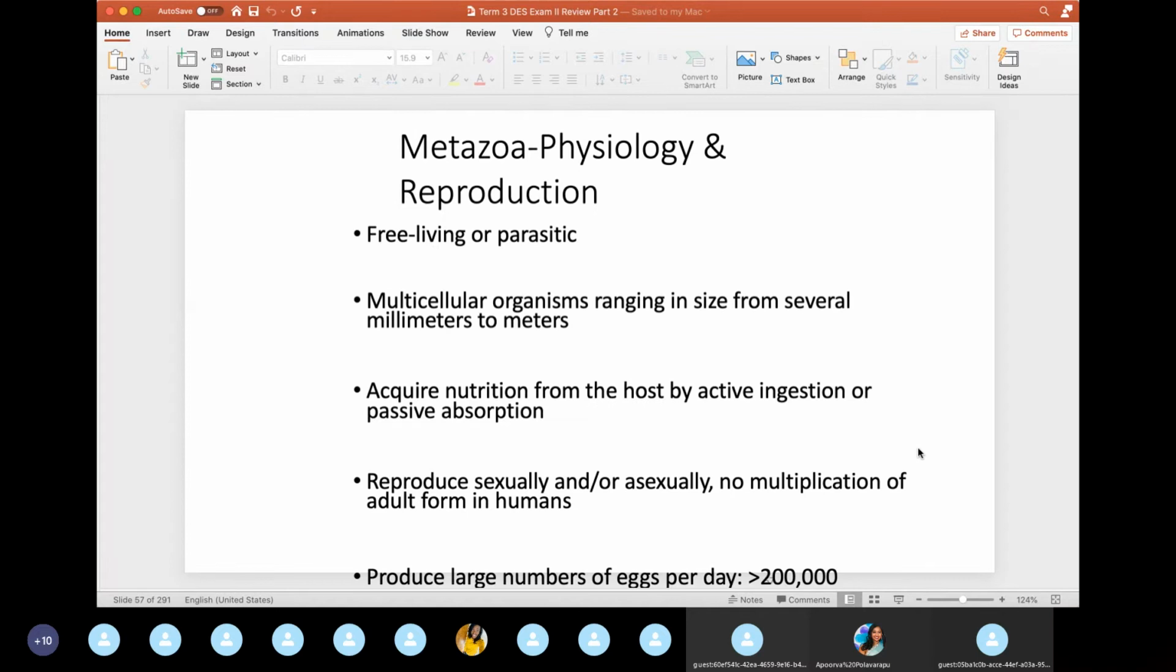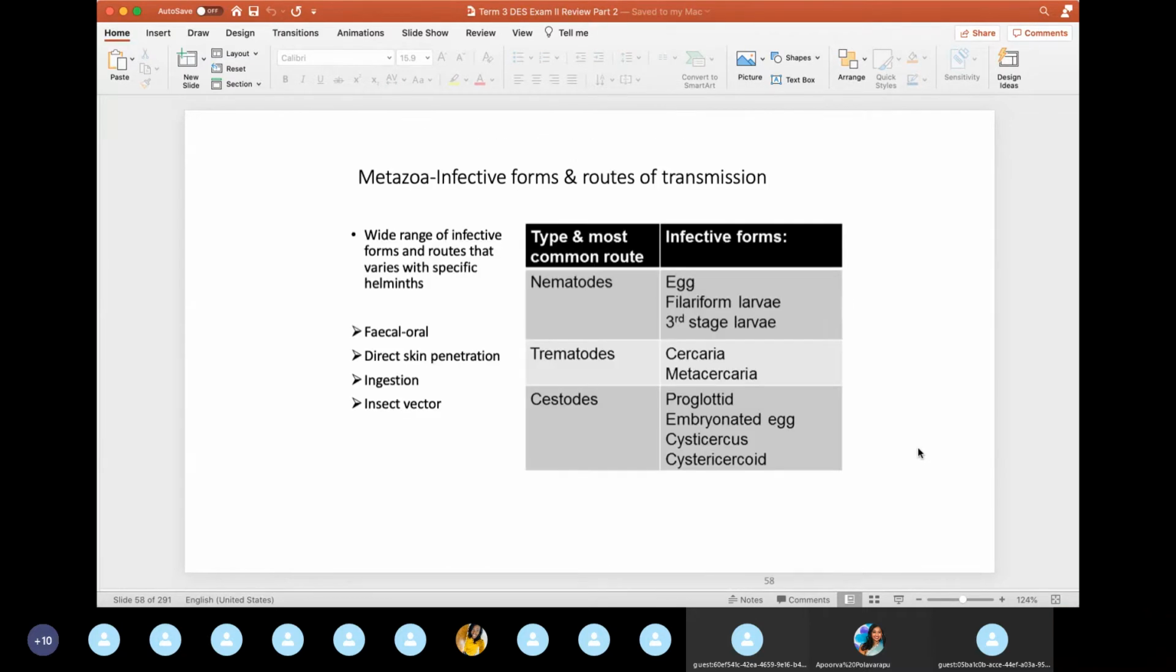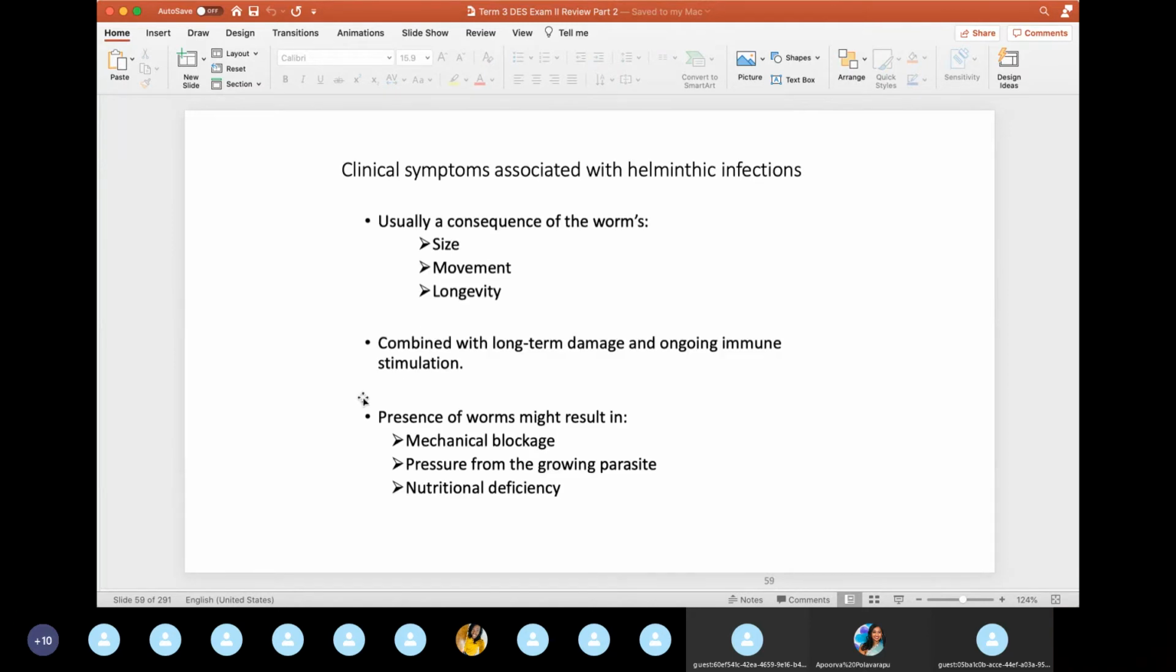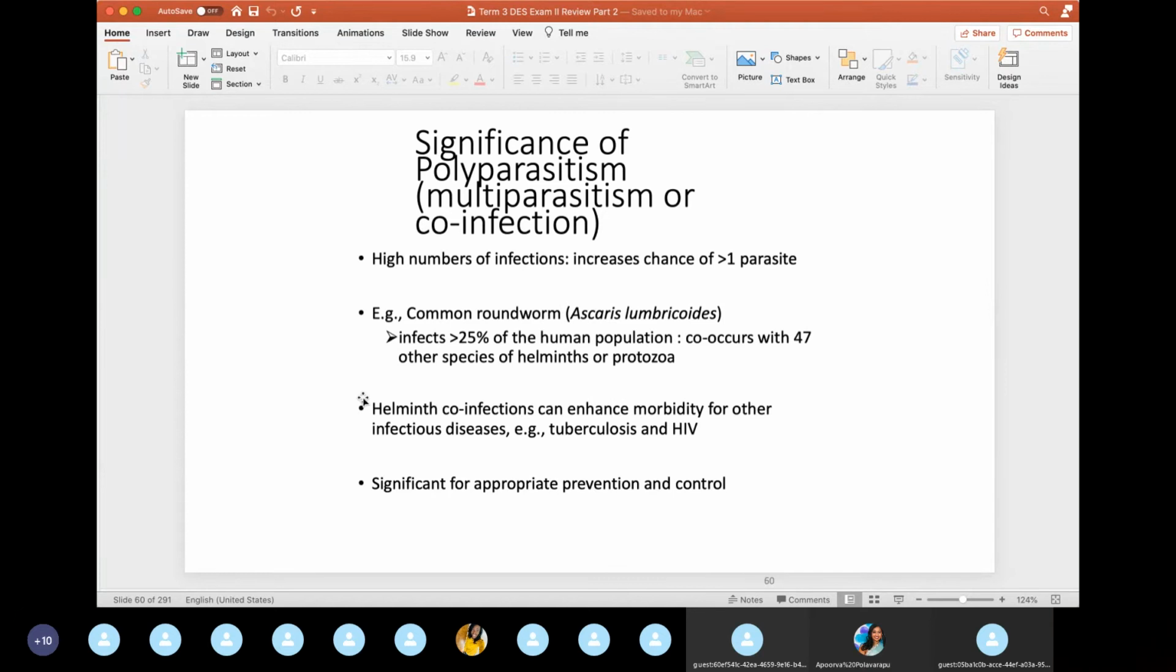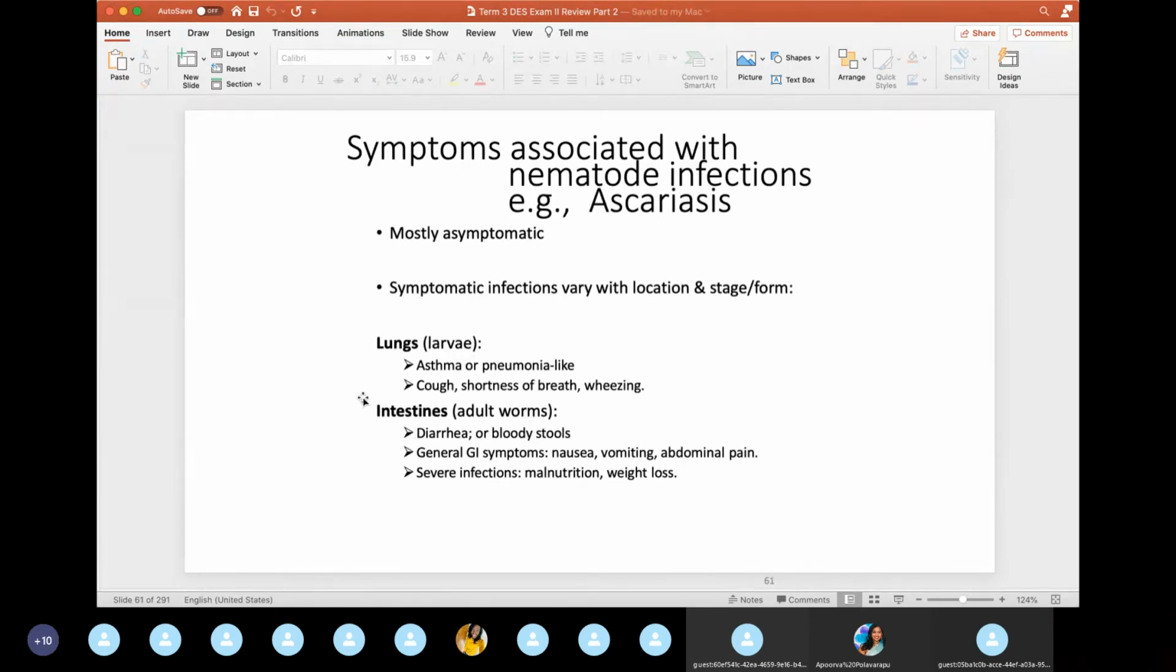Okay, what's the physiology? They're parasitic, right? They're multicellular. How do they acquire nutrition? Ingestion or passive absorption. They reproduce sexually and asexually, and they produce a large number of eggs per day. Know the type and most common route of infection and the infective forms. For nematodes, it's all eggs. Trematodes, cercariae. Cestodes, you have proglottids. It's not important.